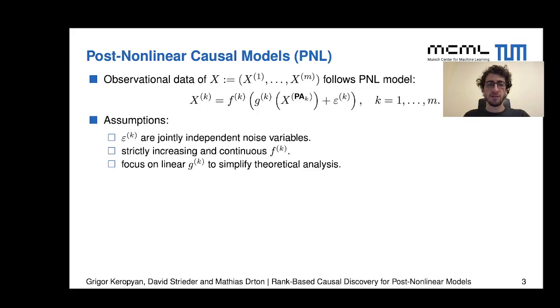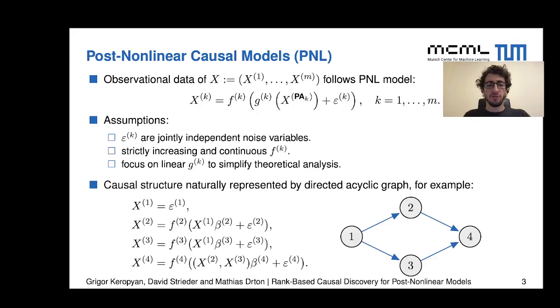First, the causes are transformed using an arbitrary function g_k, and an independent noise term is added. The final transformation is to apply a nonlinear transformation function f_k, which is assumed to be strictly increasing and continuous. This includes the popular additive noise models, with f_k being the identity function. In order to simplify the theoretical analysis, we focus on linear function g_k. However, the method can be extended to arbitrary function g_k using splines or multilayer perceptrons.